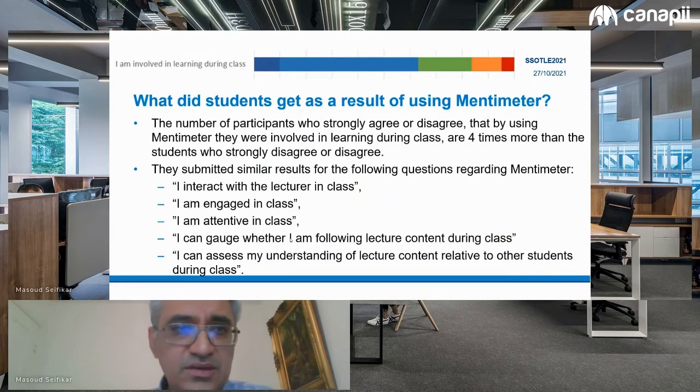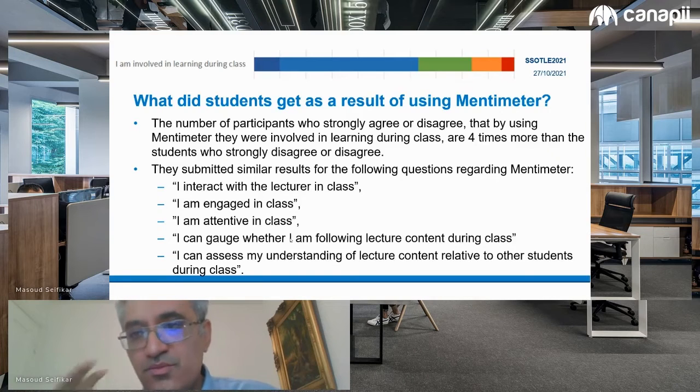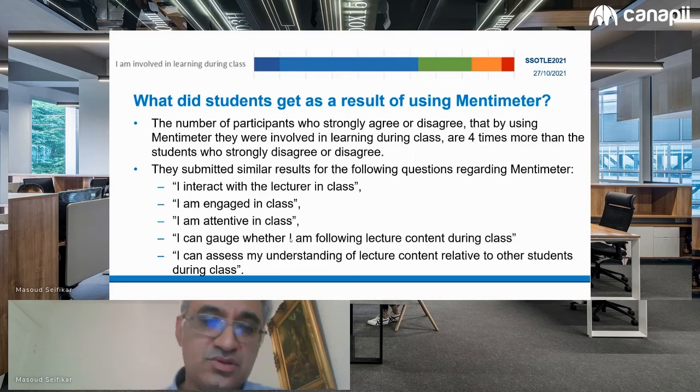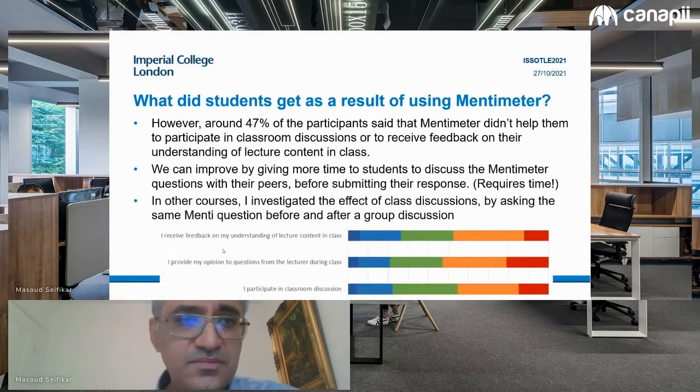Here, as you see, when we look at the result, the number of participants who strongly agree or agree that by using Mentimeter they were involved in learning during the class is 4 times more than the students who disagree or strongly disagree. And they submitted similar results for engagement, attentiveness, and when we asked them whether they were following the lecture content. But around 47 of the participants said Mentimeter didn't help them to participate in the classroom.